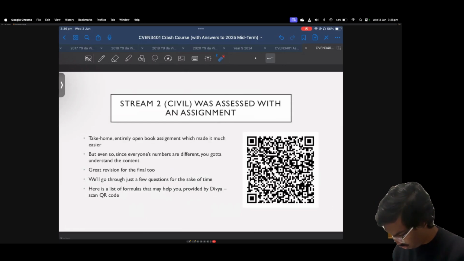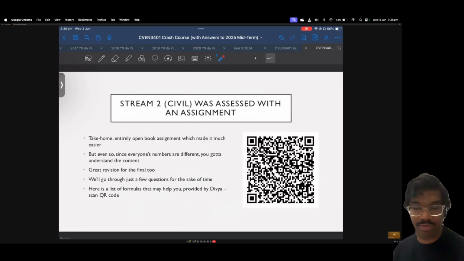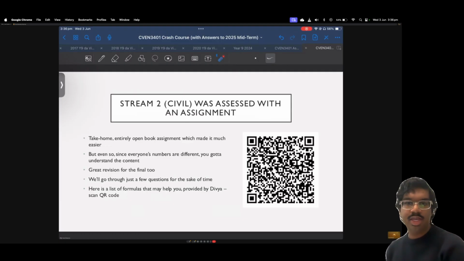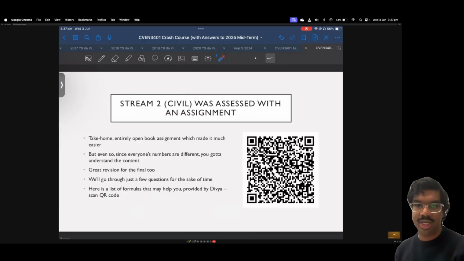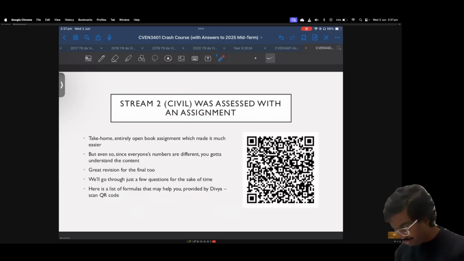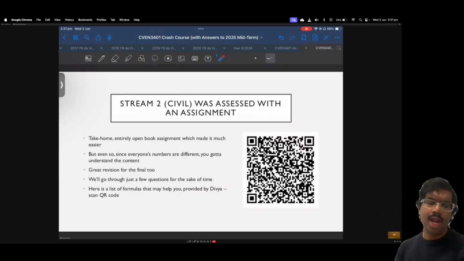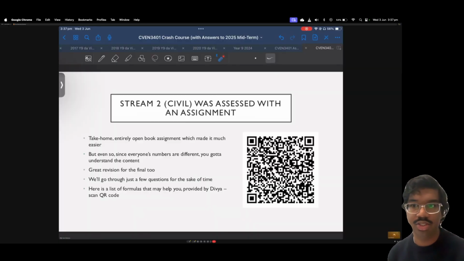Stream 2 was, what is this? Oh, right, I forgot I had another QR code. So Stream 2 was a take-home, entirely open book assignment, which made it much easier, but even then, everyone's numbers are different, so you still have to understand the content. You can't just copy your friend's stuff. It's good revision for the final as well. So we'll go through just a few questions. I only ended up having time to go through 2, but I think that's perfect because we only have 20 minutes left anyway.